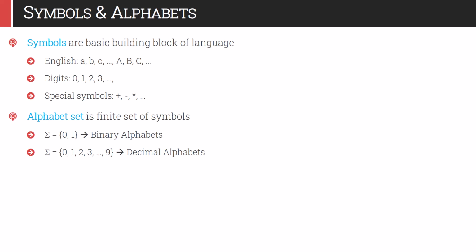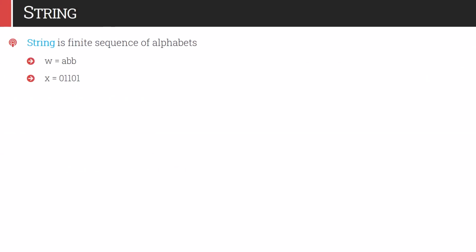Similarly, for a decimal alphabet or decimal language, we can have sigma equal to 0 to 9. For lowercase letters, we have sigma equal to a, b, c, d up to z. For uppercase letters, we have sigma equal to capital A, capital B up to capital Z. So according to our requirement, we can define the sigma and write down the rules to construct the strings from that. So basically, a string is a finite sequence of alphabets.